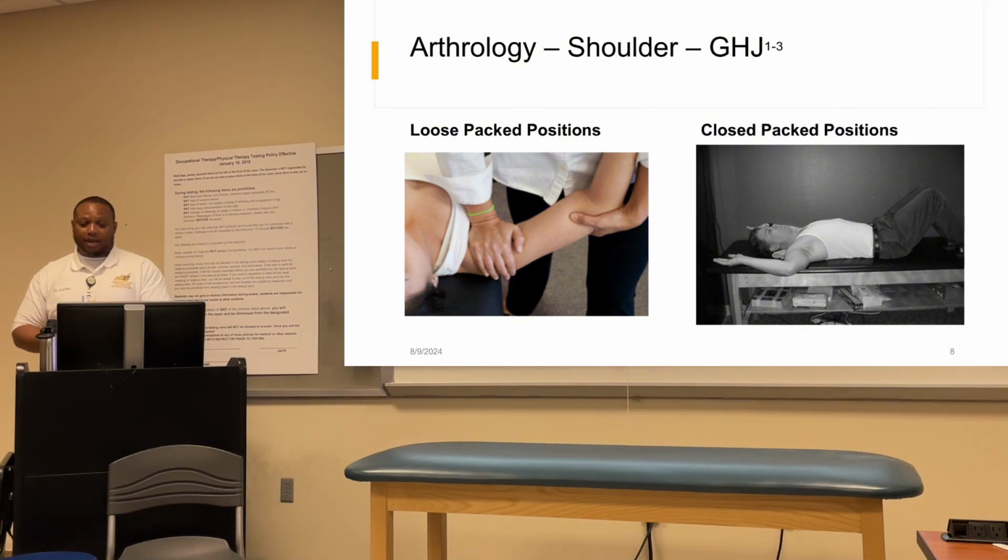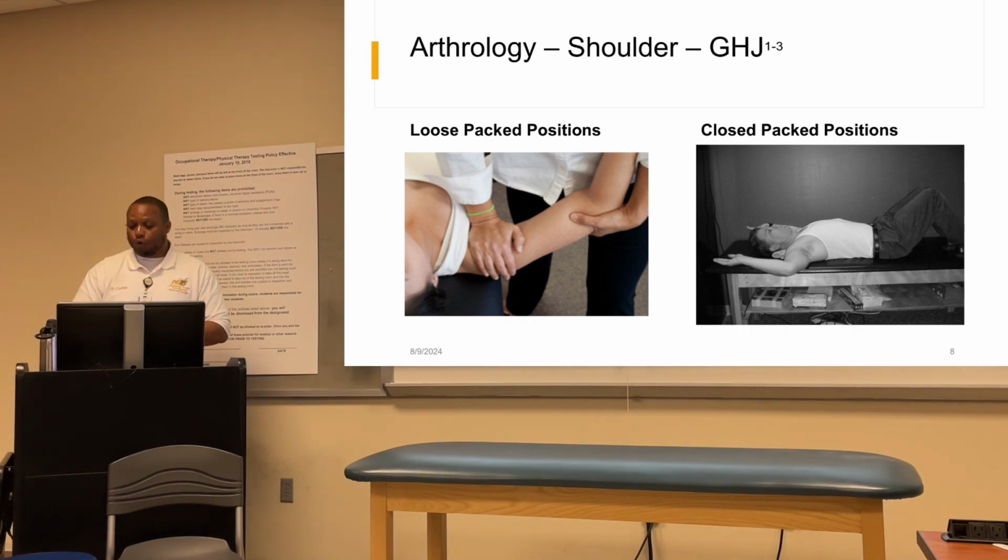And the closed pack position visual gives you a picture of the closed pack position. You will have some texts that say abduction with full external rotation, which is what you would see here. Some texts may say full abduction and full external rotation for the closed pack position. But just know that the person is going to be in some form of abduction and external rotation for your closed pack position at the GH joint.